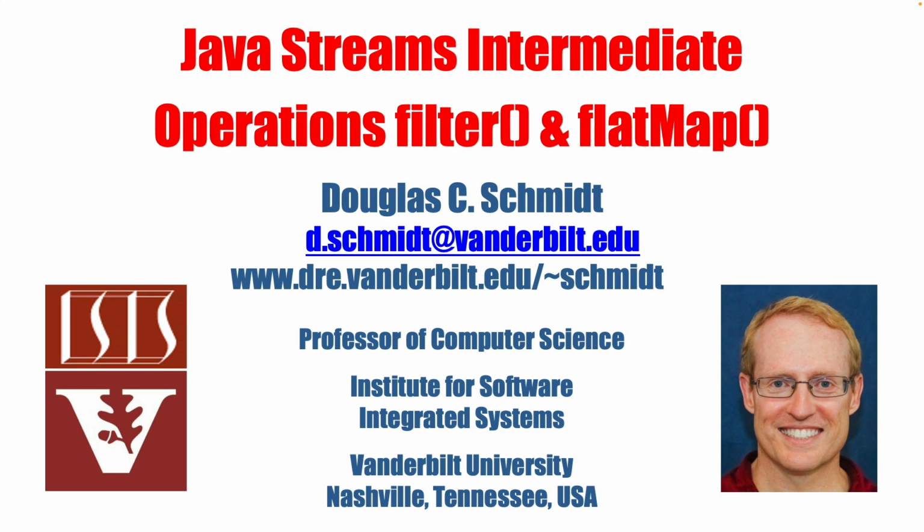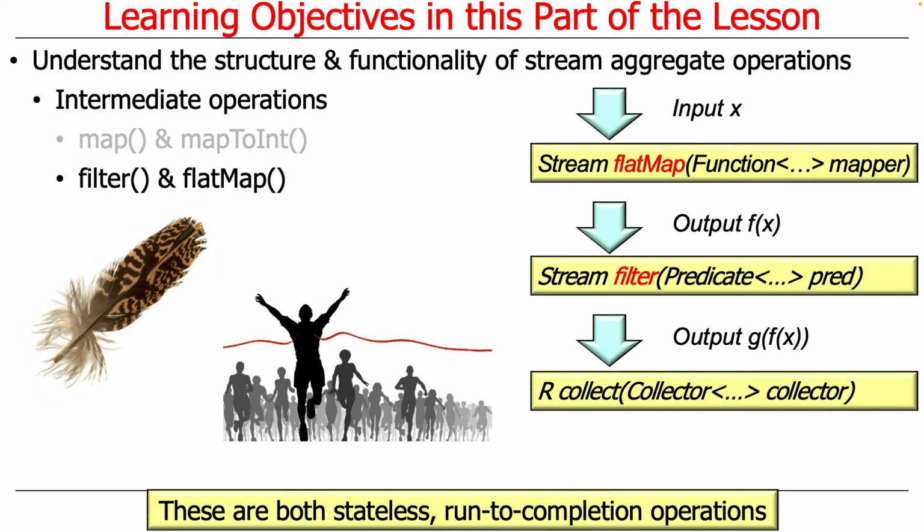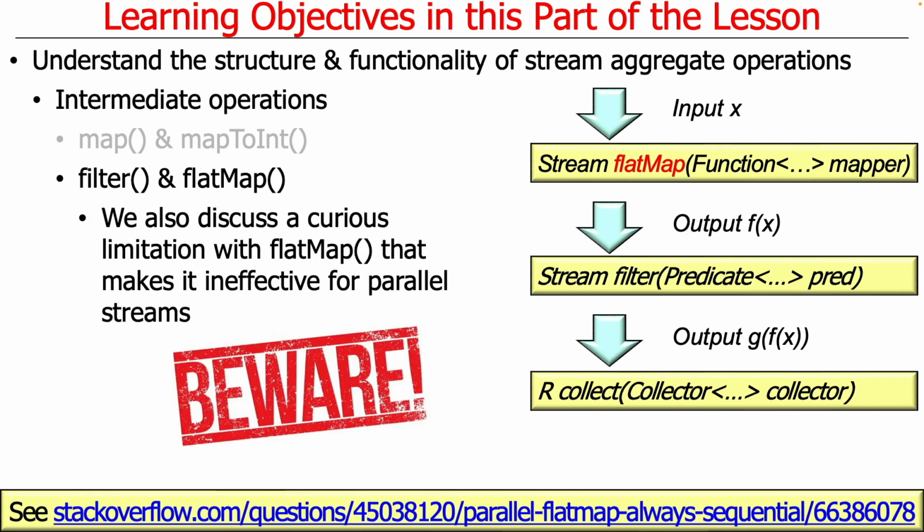Let's now talk about two other intermediate operations that are very common, filter and flatMap. And we'll compare and contrast both of them to map. Filter and flatMap, like map, are both stateless run-to-completion operations. And we're also going to talk about a very curious limitation with flatMap that makes it ineffective for parallel streams.